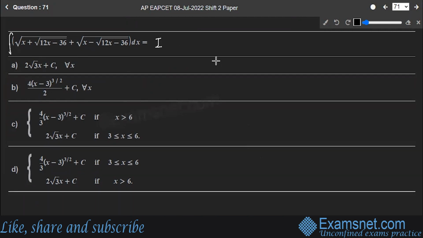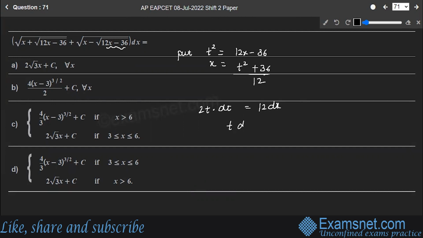I'm assuming this whole expression to be equal to I, and I'll put 12x minus 36 as t square. So 12x minus 36, I'll say it as t square, and over here you can have 2t dt is equal to 12 dx, which gives you t dt is equal to 6 dx, right?